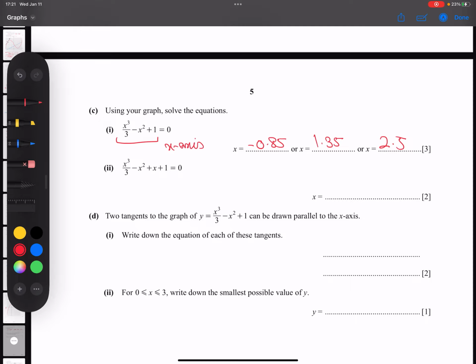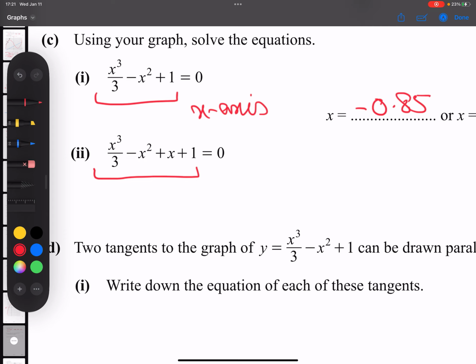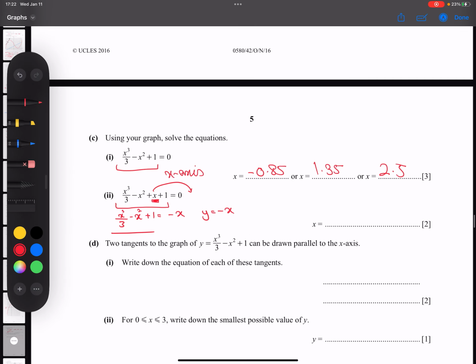Over here, the second question is, you look at this. This is not the same as your graph because there is an extra x over here that you don't need. So you're going to take it to the other side. So it becomes x cubed over 3 minus x squared plus 1 equals to negative x. Now, if your left-hand side is the same as the graph, the right-hand side is going to be the straight line. So your straight line is y equals to negative x.